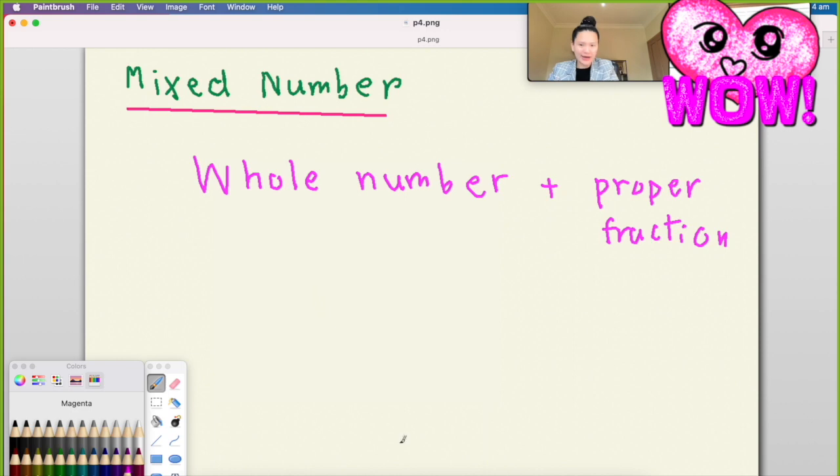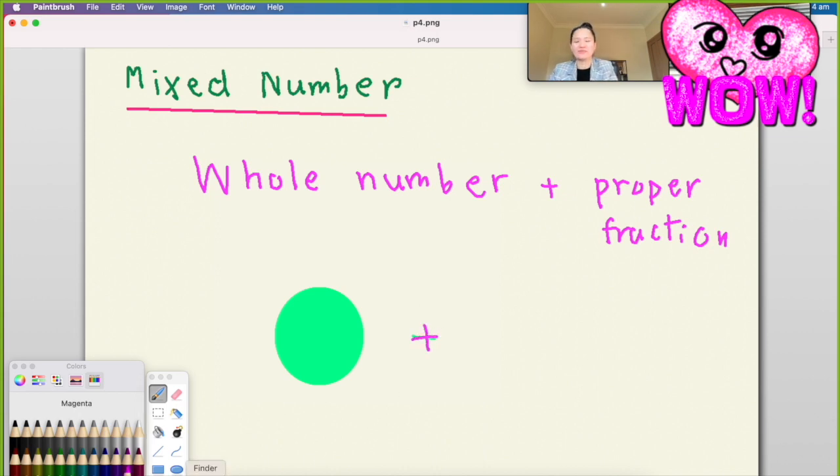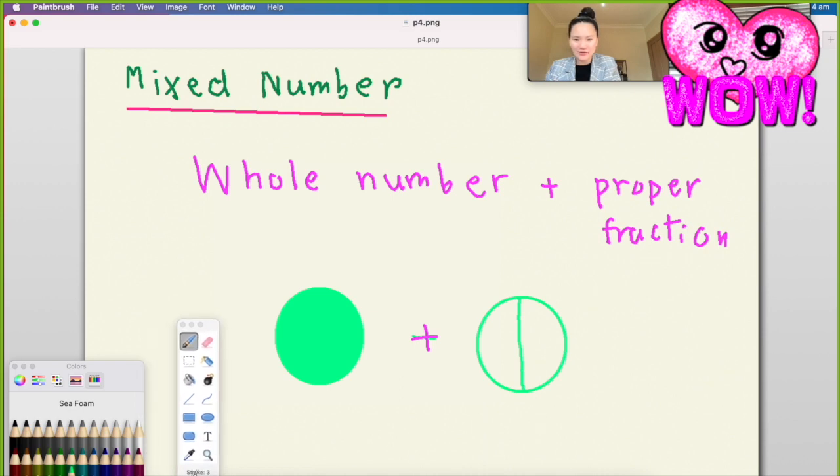For example, if you have a circle that looks like this, let me write out the circle here. You have one circle like this, and then you have plus another half, just half of them like this one. Oops. And you mix another half here, and this one you have just half.